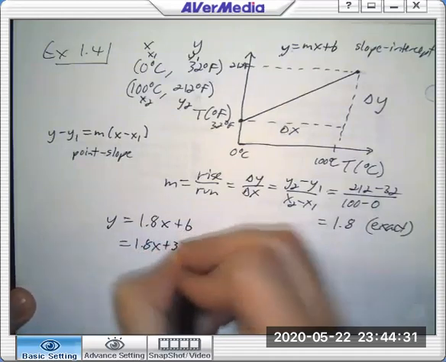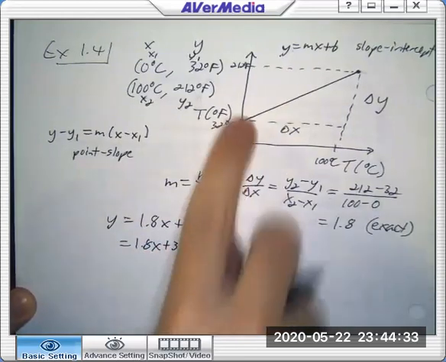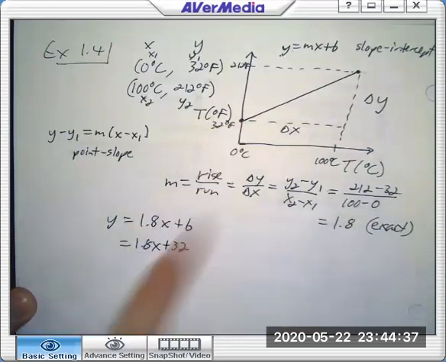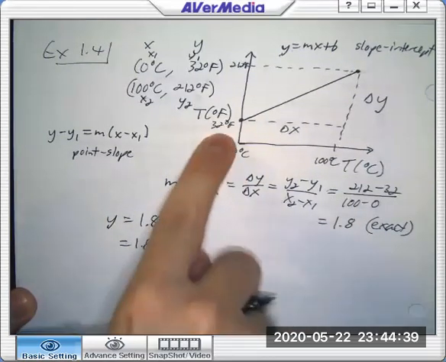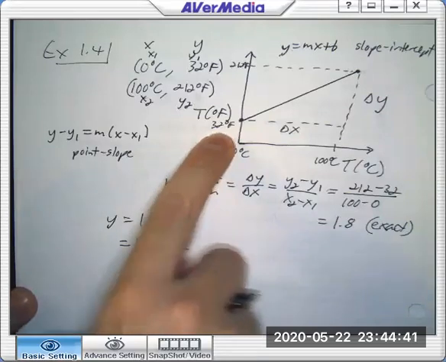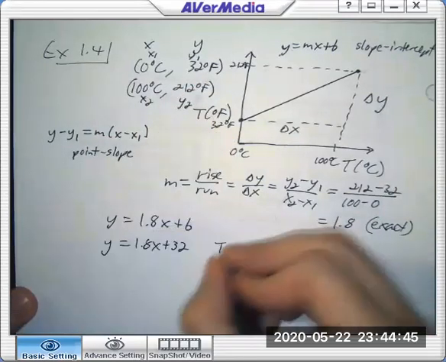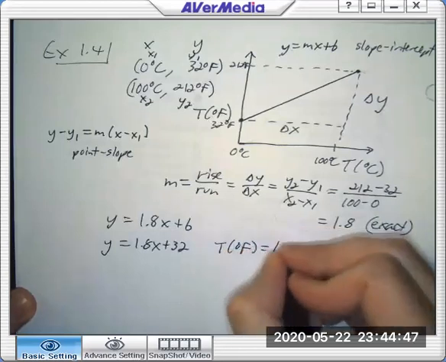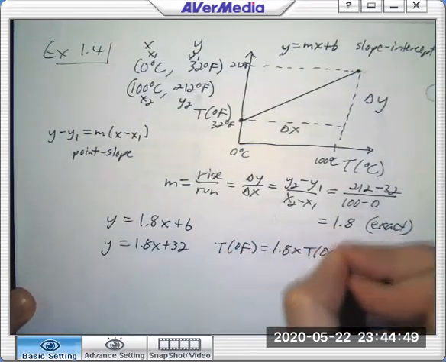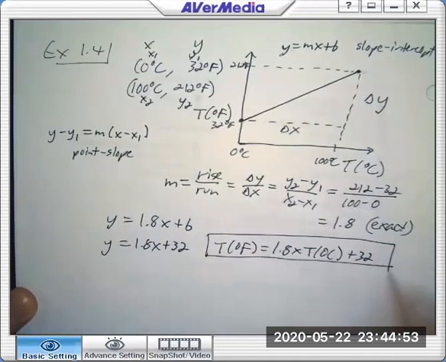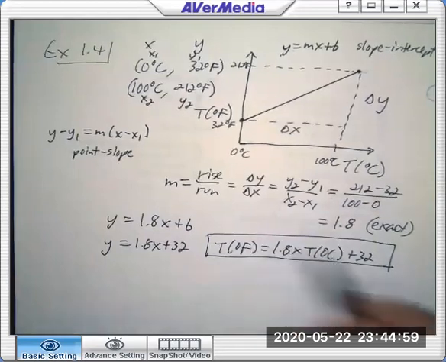And here's why. When I plug in x is equal to 0, this goes away, y has a value of 32. We have the y-intercept right here. When x is 0, what is y? It's 32. So that gives us the equation for the conversion between Celsius and Fahrenheit. I just put back in the actual symbols for Fahrenheit temperature and Celsius temperature. We multiply the Celsius temperature by 1.8 and add 32 to get the Fahrenheit.